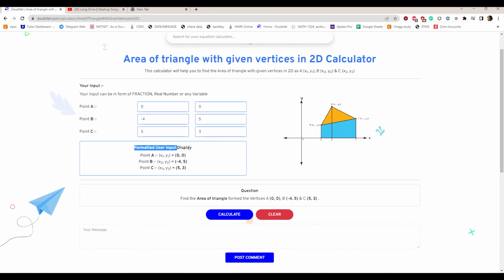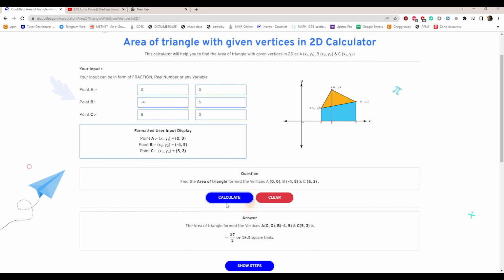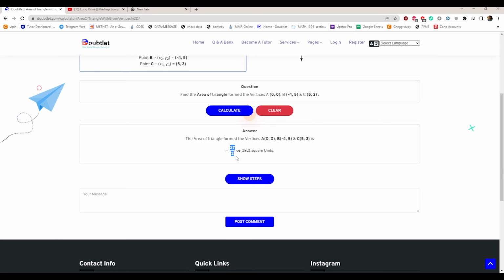Now we have to check whether we have made correct input or not. So we will just see in the formatted user input display. So here 0, 0, minus 4, 5 and 5, 3. It means we have made the correct input. Now we just need to click on the calculate button. So here we got the area, that is 37 by 2, and we have calculated it also. So we did it correctly.